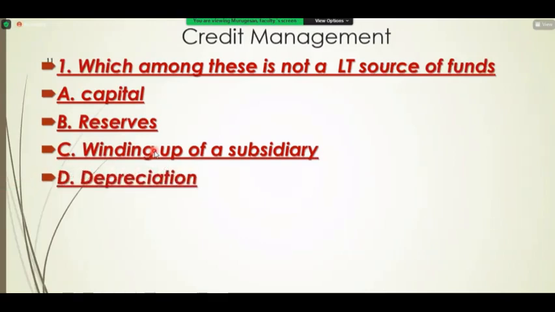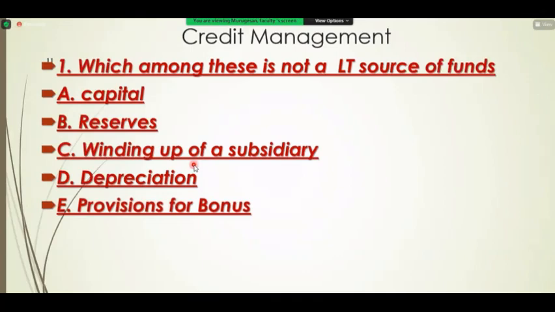And depreciation is also a source of funds. Please remember, it is also a long-term source, because depreciation is charged to fixed assets. We'll see the answer. The provision for bonus is the answer here. This is a long-term source, this is also a long-term source, this is also a long-term source, and depreciation is also a long-term source.